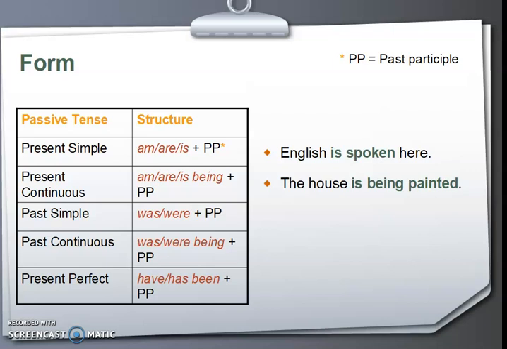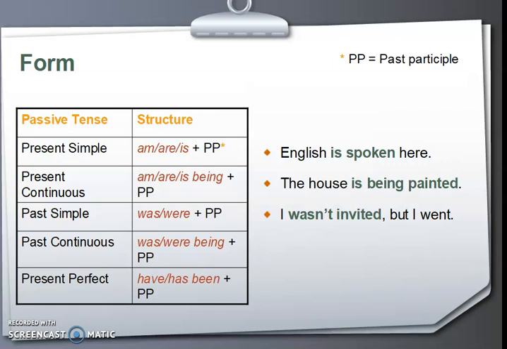Past simple, was, were, plus past participle. I wasn't invited, but I went. We also can see that this to be form is negative. Wasn't, not was, wasn't. Okay.